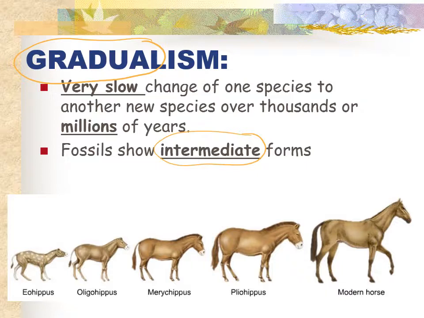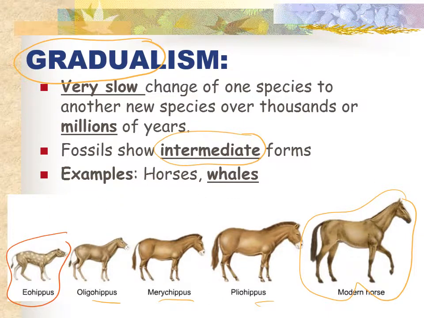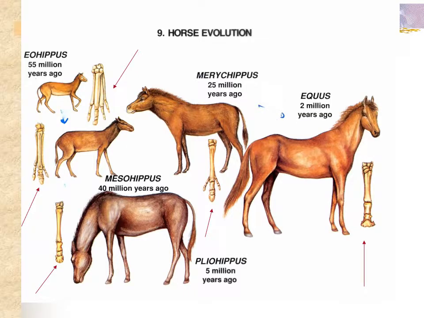So for instance, if we look at these horses as an example, this is what we know as the modern horse. The horse didn't always look like that. If we go through the fossil record, we see other horses, and the first horse-like organism was this Eohippus. So we know that the horse species in general changed into different species over the millennia. We'll get into horses a little bit more in a second, but the other example we'll talk about is whales.